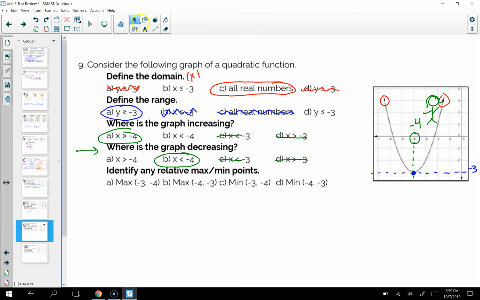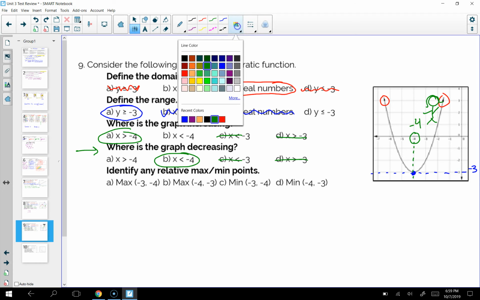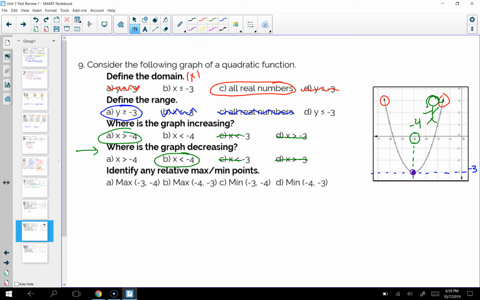Alright, is there a max or a min? Yes, there is. That's our turning point. It is a dip this time, which means we have a minimum, so maxes are gone. Remember, we write our coordinates as x, y. The x is negative 4. The y is negative 3. So our answer this time is D.